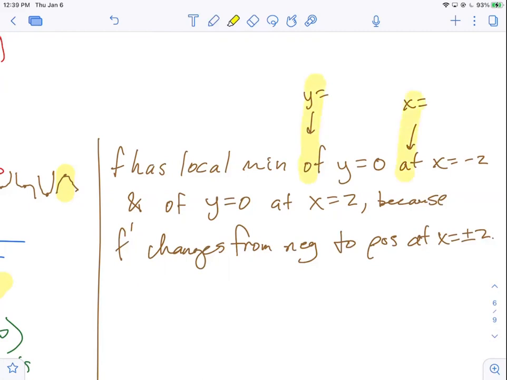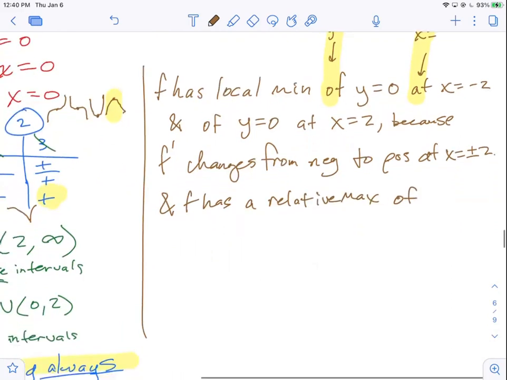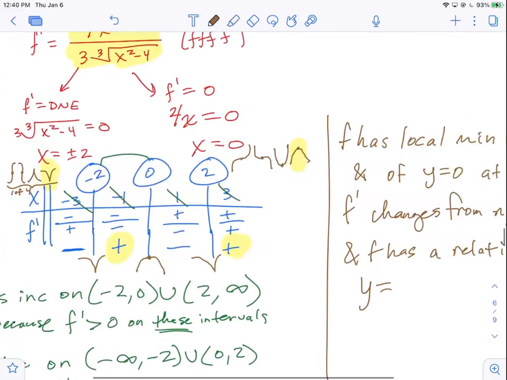Now, again, we don't have to state that f prime is defined there because we've already found that, okay? And f has a, I'll use the other term this time, relative max of, and what is it? Let's see, y equals, that's at 0.